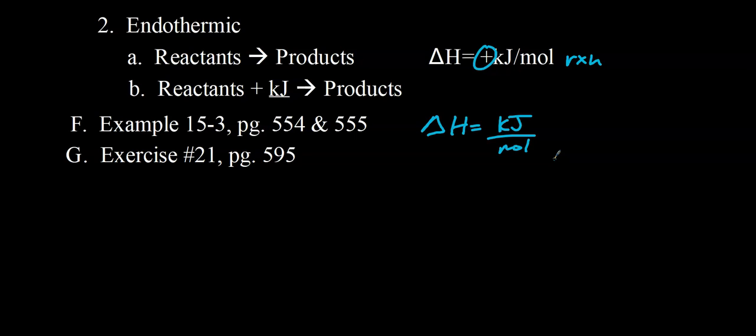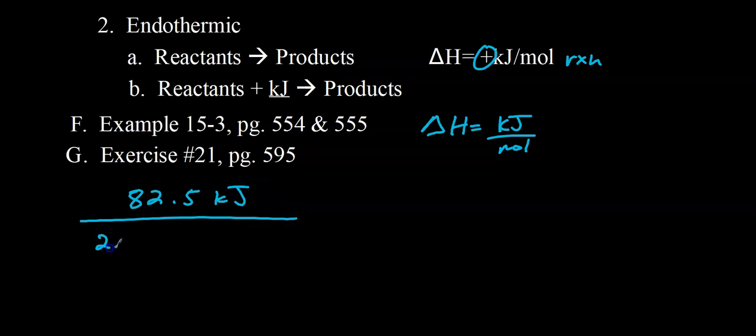Delta H, though, for a reaction is a constant because it's the energy released relative to the amount of the substance that reacts. So take a look at the setup. I don't really like how the book shows it. What I would do is take 82.5 kilojoules and divide it by moles. So we take the 2.61 grams of dimethyl ether and convert that to moles. And that will give you your answer.